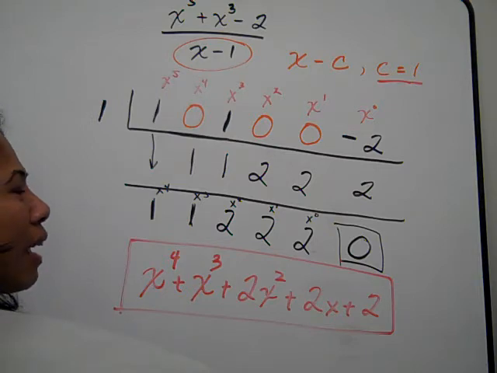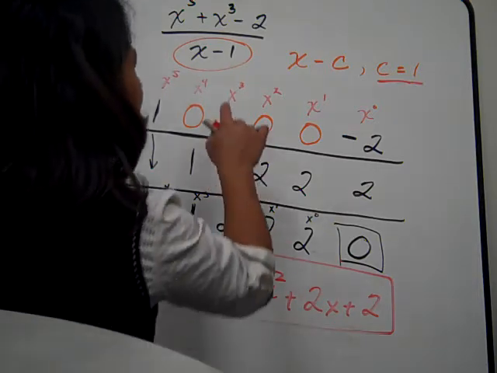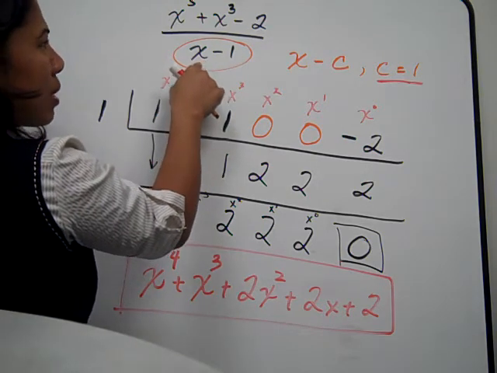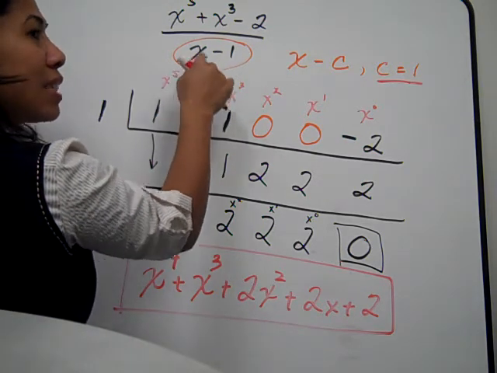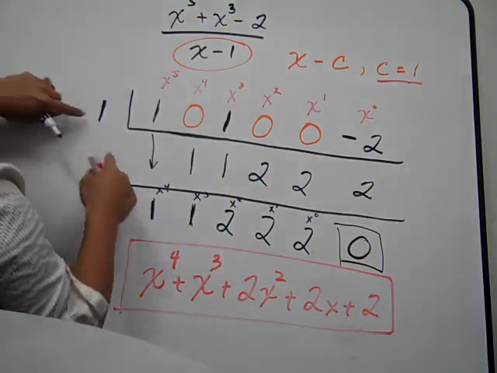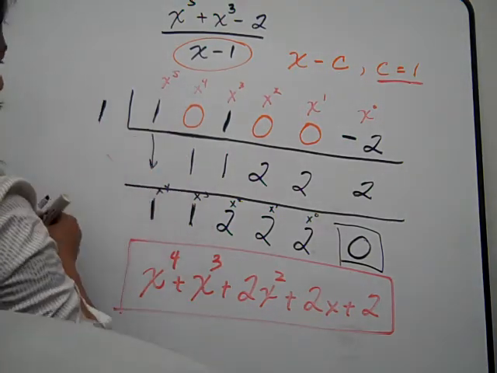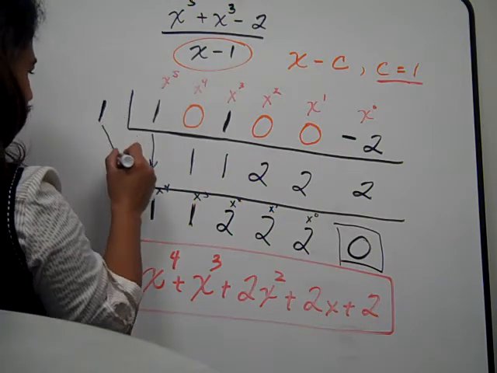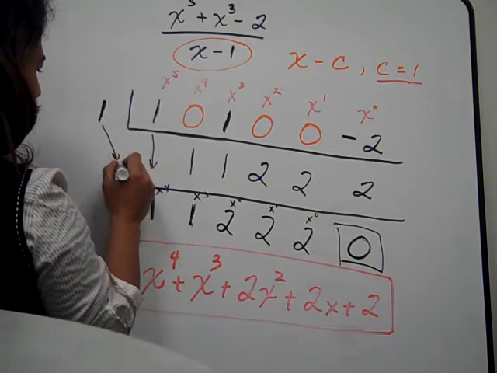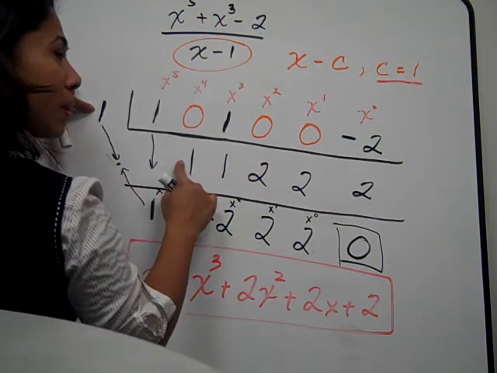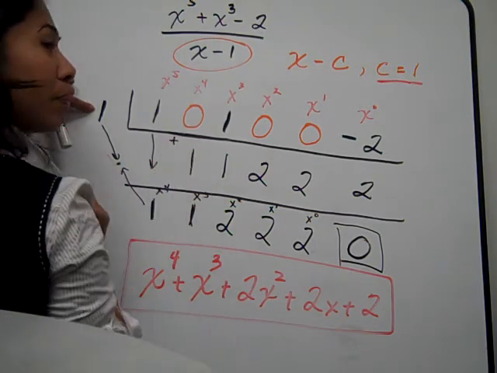That's way easier, it's much easier, but the problem is your divisor has to be in this form. It's got to be x plus something or x minus something. It has to be linear. And you remember how we did this? First we drop this, then we take the product of this. We multiply, 1 times 1 is 1, and then we put it over here. And then we add them.